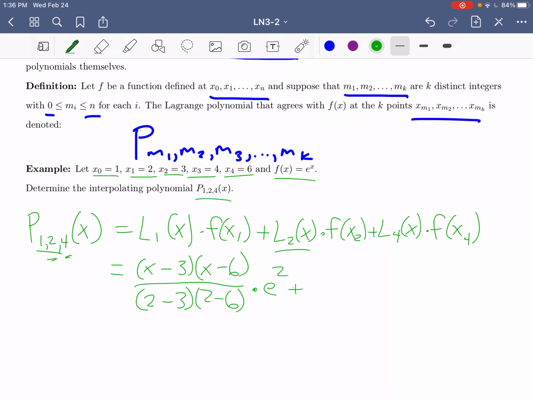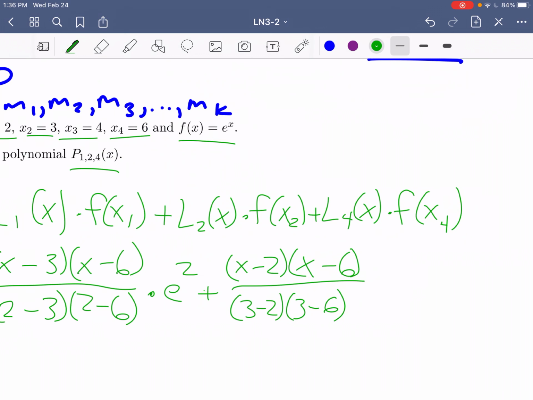And then we do the same thing for L2. We have x minus 2 and x minus 6 over 3 minus 2 times 3 minus 6. Our function value there is e cubed. And then L4 is going to be x minus 2, x minus 3 over 6 minus 2, 6 minus 3, times e to the 6th, right?